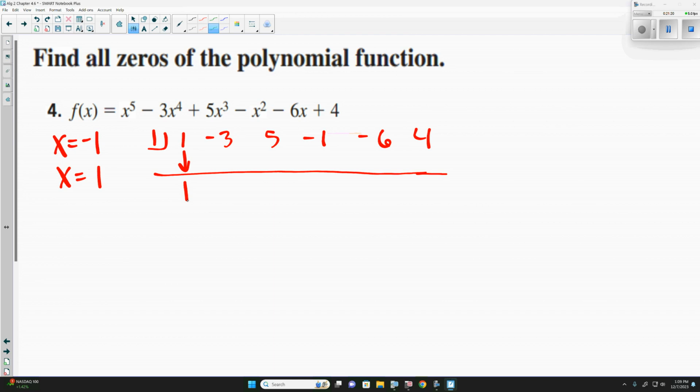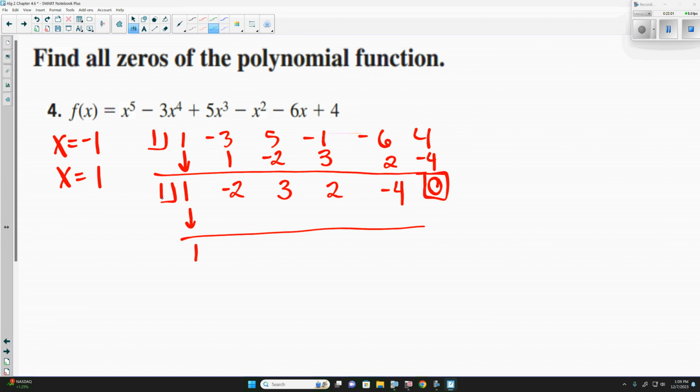You want to cross the top? 1 is first. Our 1 times 1 is 1. -3 plus 1 is -2. 1 times -2 is -2. 5 plus -2 is 3. 1 times 3 is 3. -1 plus 3 is 2. 1 times 2 is 2. -6 plus 2 is -4. 1 times -4 is -4, and it does give us 0.